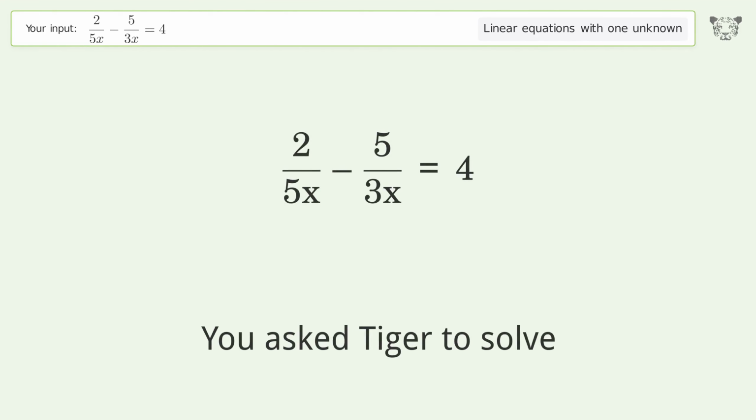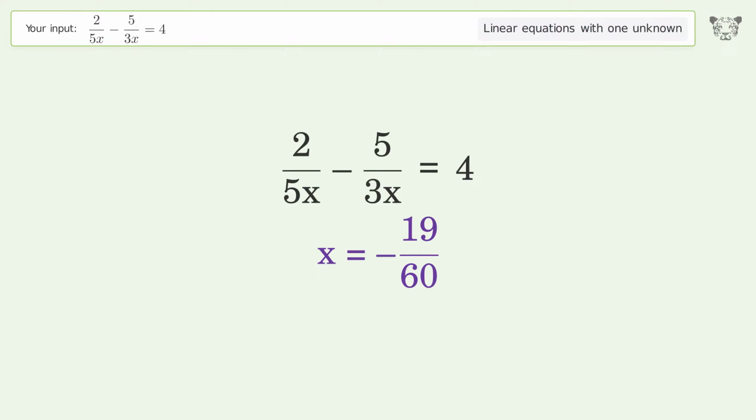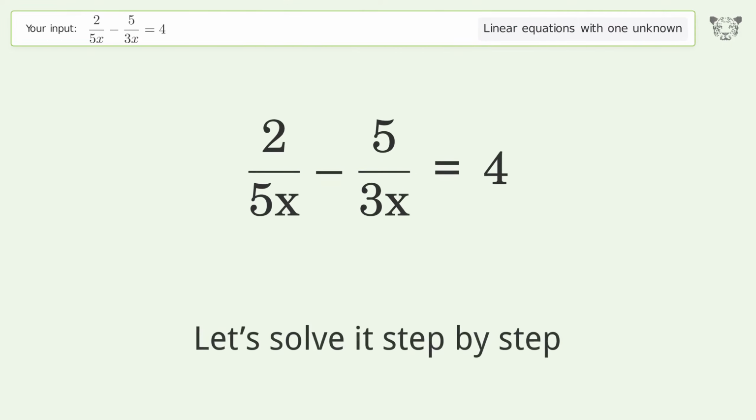You ask Tiger to solve. This deals with linear equations with one unknown. The final result is x equals negative 19 over 60. Let's solve it step by step.